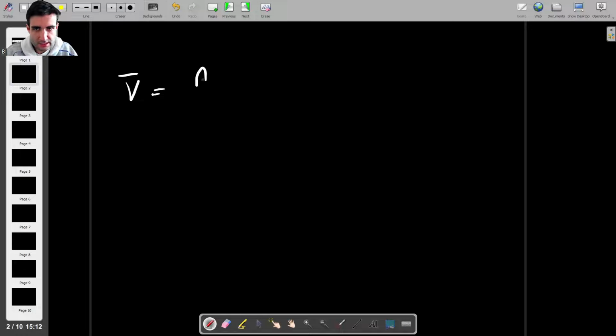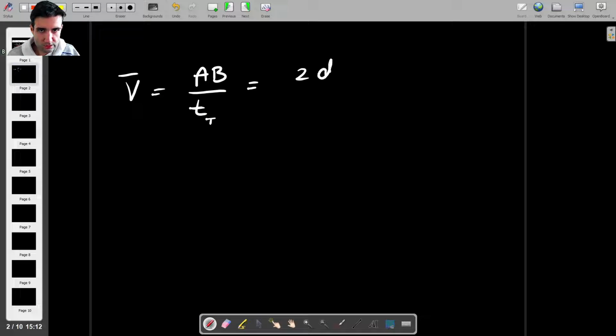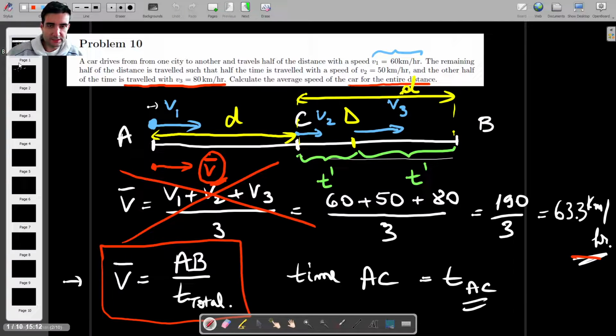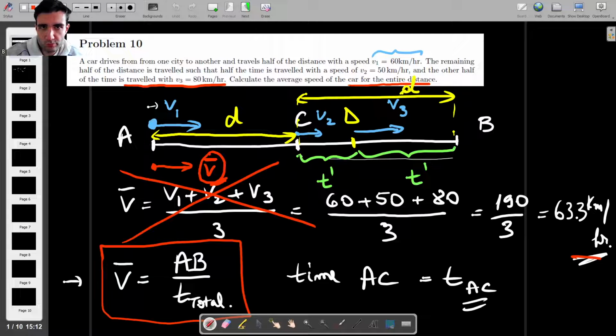So V bar is AB over the total time. AB is made up of two equal sections, which we called lowercase d. So let's write that as 2d over the total time. The total time is made up of the time taken to travel from A to C, which is just TAC, plus the time taken from C to B. That should make sense.